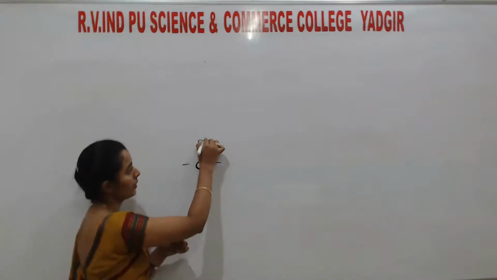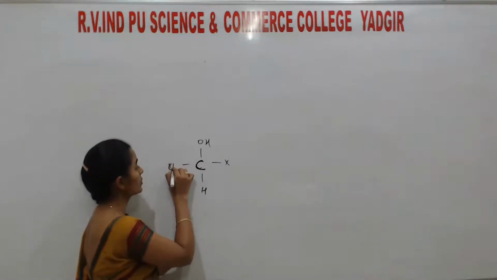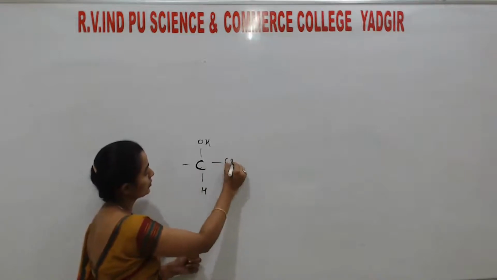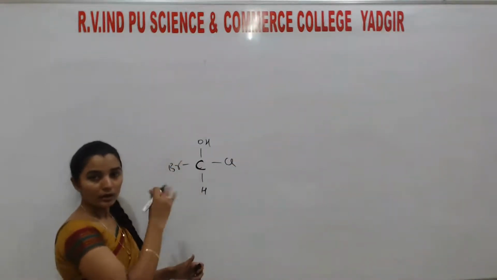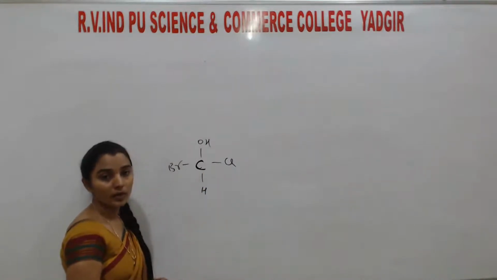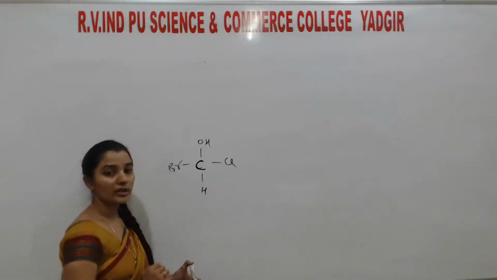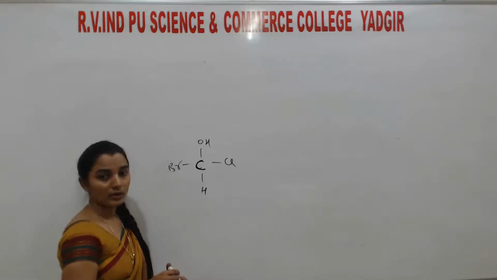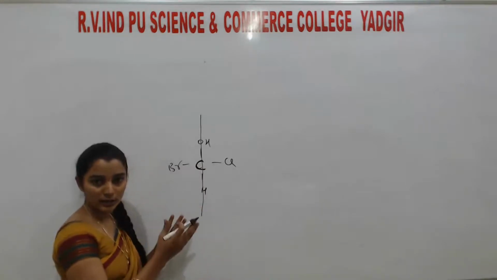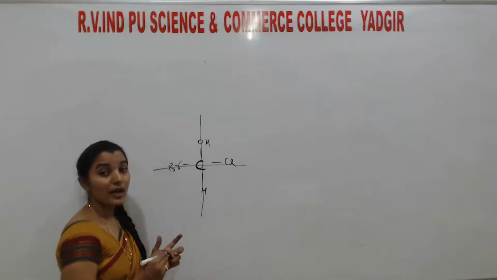Understood? It may be OH, X, H, and this one is CHO. This one is Cl, this one is Br. All are different, so this is a chiral carbon. It means the carbon bonded to 4 different atoms, and it is also called an asymmetric carbon. Asymmetric means if you break the molecule like this, you won't get any symmetry on either side. That's why it is called asymmetry.